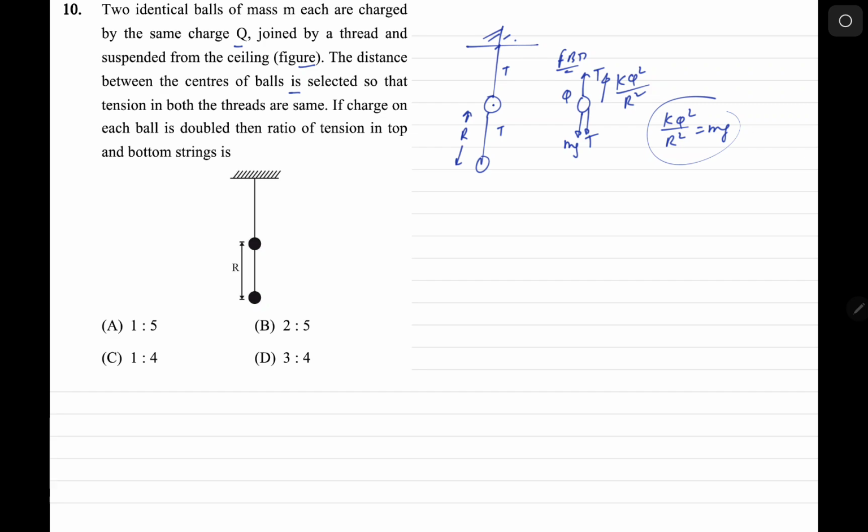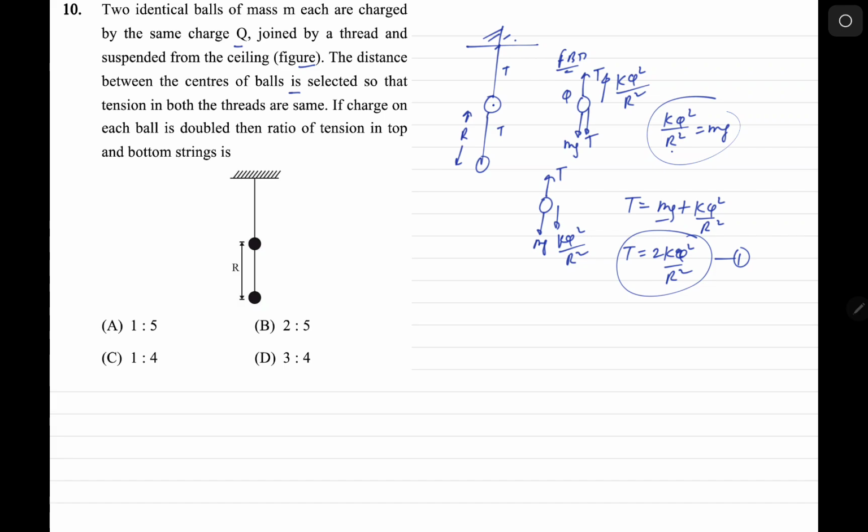Let's talk about the lower ball. It experiences tension upward, mg downward, and the repulsion kq²/r². So you can see the T value is mg plus kq²/r². And what is mg? This one, which means T is 2kq²/r². So this is the tension in the first case in both the strings, which is the same.